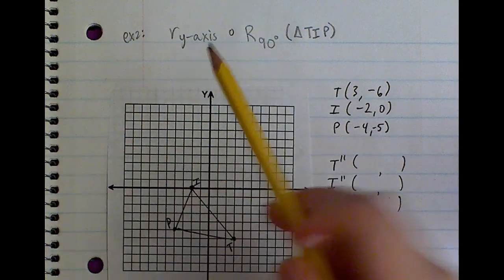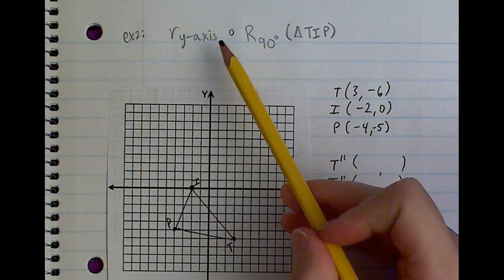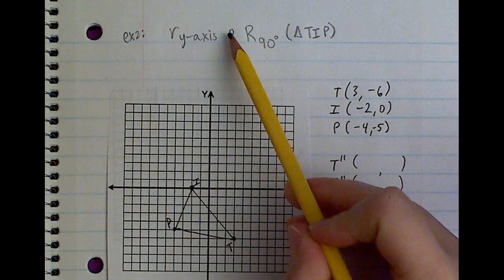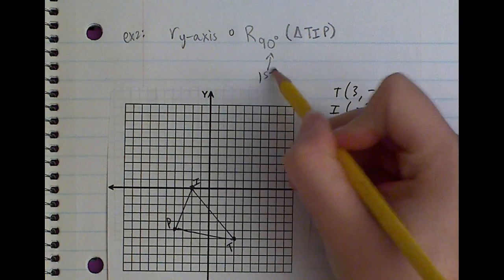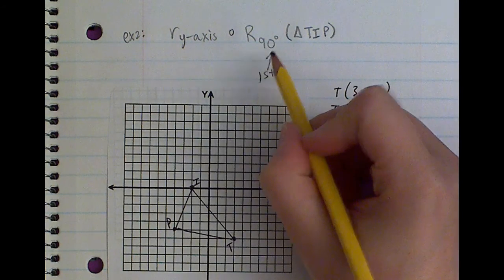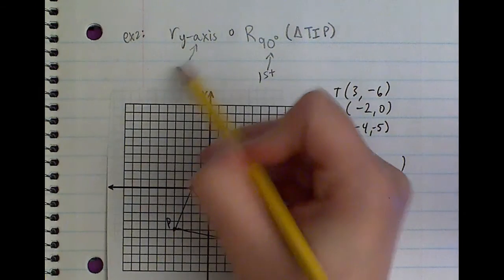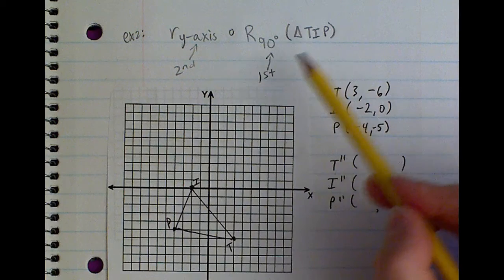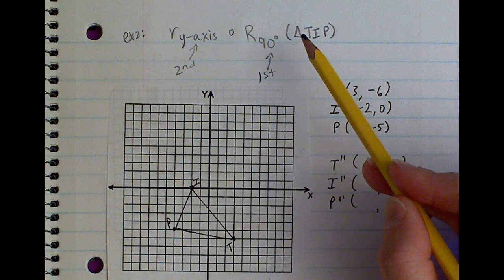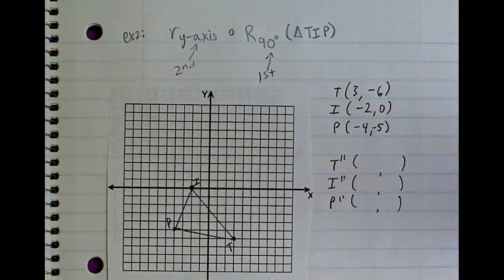Following the same notation as that very first example I showed you, we have this little circle symbol. So again, that means we're going to start with anything that's after the circle first, and then secondly, once we have our image, we're going to do another transformation to get our final image. So I've recorded my coordinates for the pre-image, and we need to figure out what our double prime points would be.